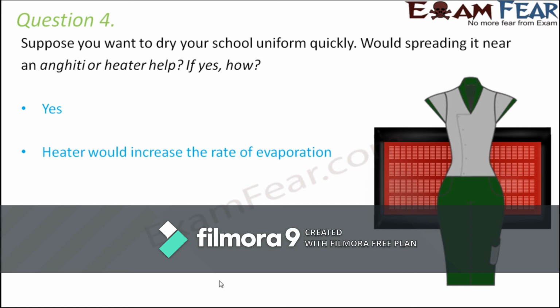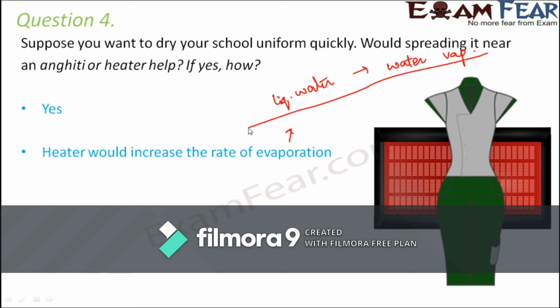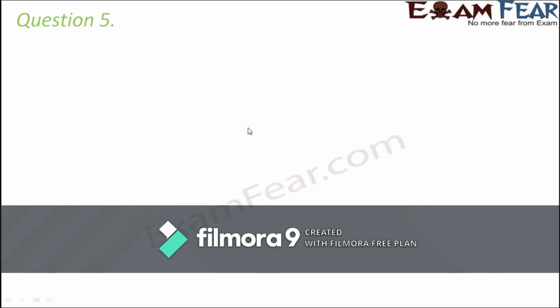So the conversion of liquid water to water vapor will happen faster. So in evaporation, what happens? Liquid water gets converted to water vapor, but this conversion will happen faster in presence of heat. So therefore the uniform would dry.